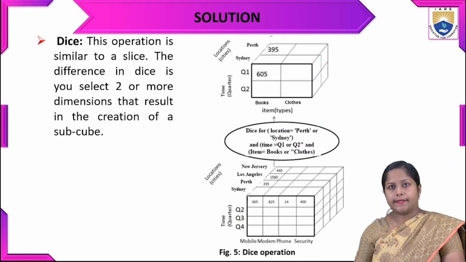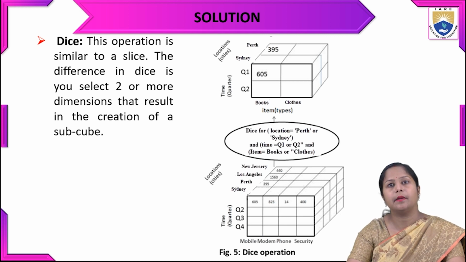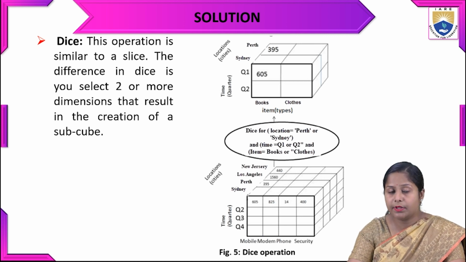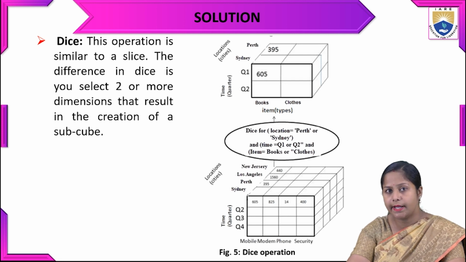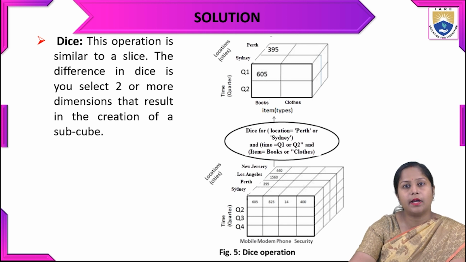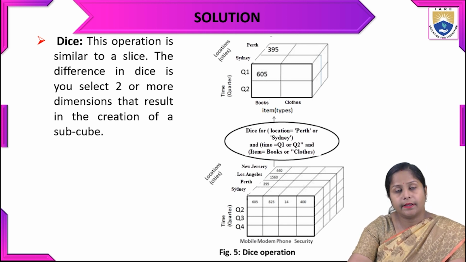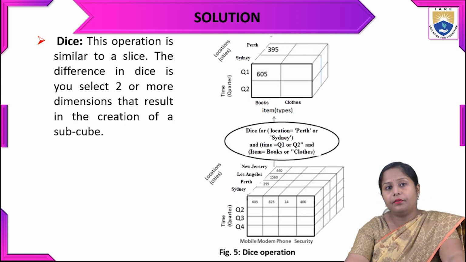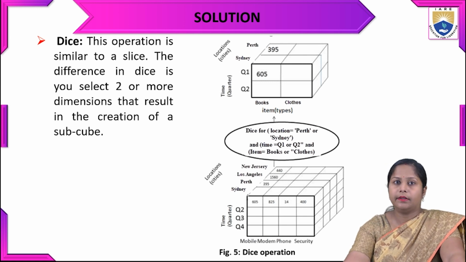Now we will take dicing, and how the dicing operation occurs. This operation is similar to slicing. In slicing we were taking one slice from the 3D cube as a 2D. The difference is that in dicing you have to select 2 or more dimensions, which results in the creation of a subcube. So here we have to take it in the form of 3D.